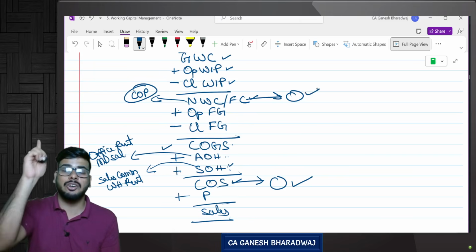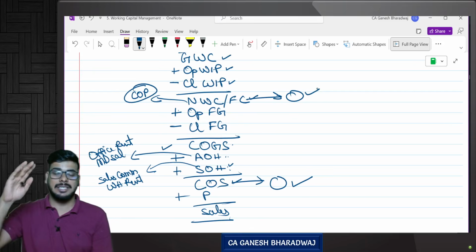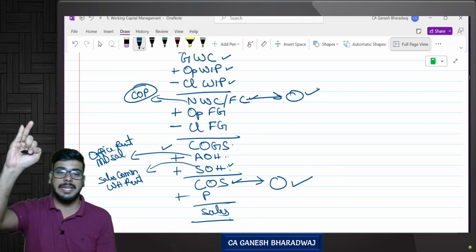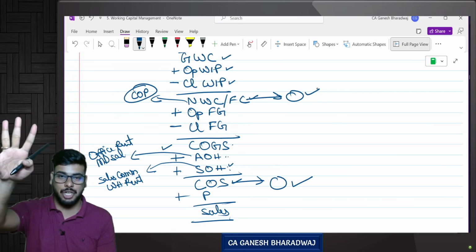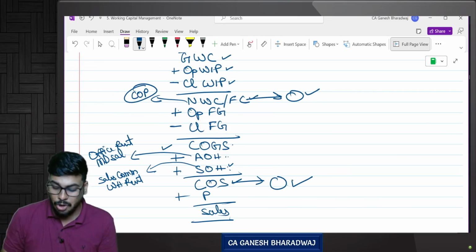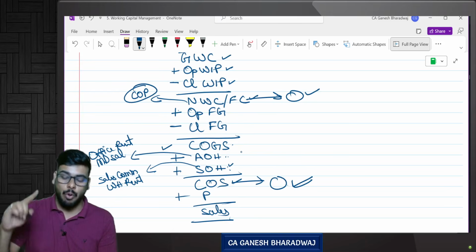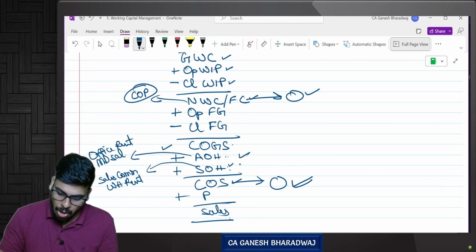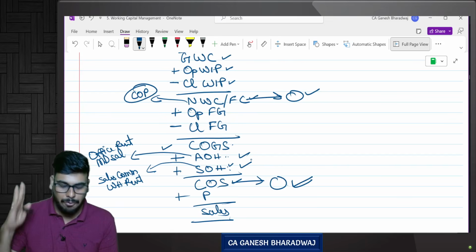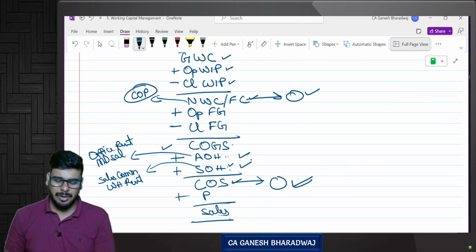What is the difference between the two? Here, only the cost incurred inside the factories is considered. That is nothing but direct material, direct labor, direct expenses, and production overheads. Whereas in case of units sold, over and above my cost of production, I will also incur administrative overheads and selling overheads. Are you clear with this? To which if I add profit, this is going to be my sales.